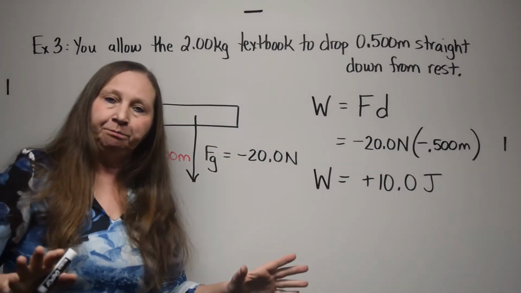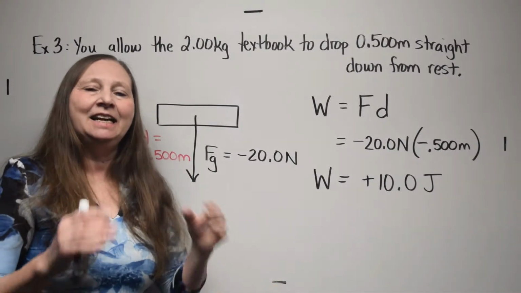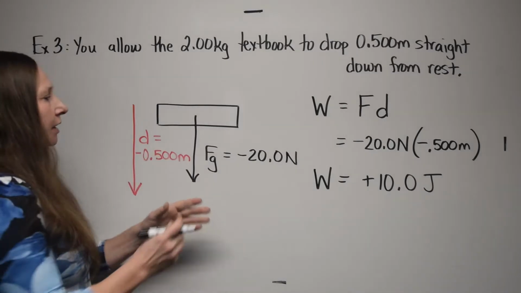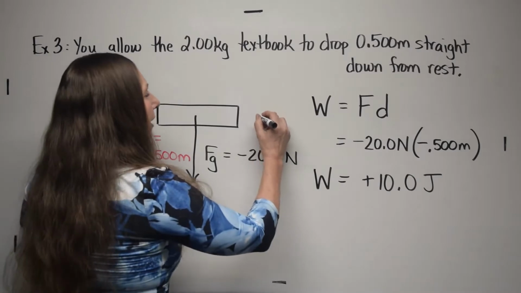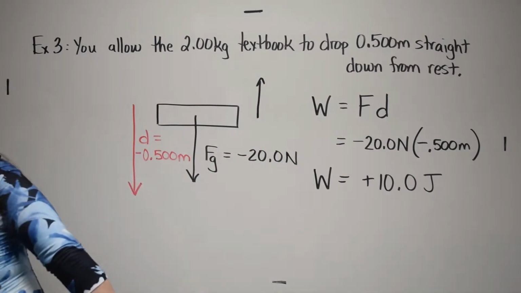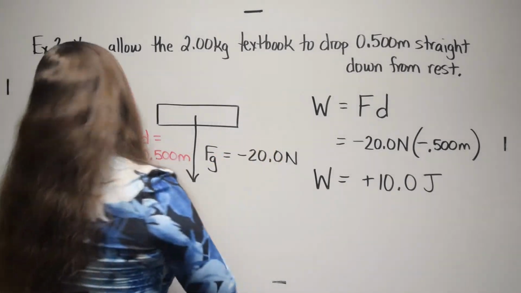Now remember, in the first year of physics, for the most part, we are neglecting air resistance. Air resistance is a type of friction. If the book is trying to fall down, the air resistance friction would be directed upwards. But we are neglecting the air resistance. No air resistance. Forget about it.